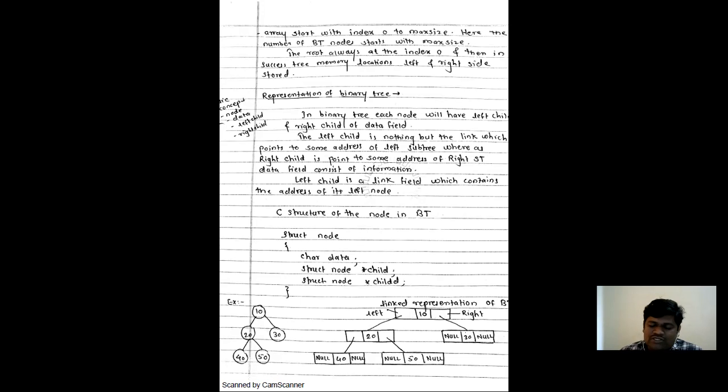Now suppose you have 2 nodes, with values 10 and 20, and 20 is on the left side of 10. Then what is the value of the left pointer of 10? Address of 20. What is the left pointer value of 20? Null. The right pointer of 20? Null. And the right pointer of 10? Null.